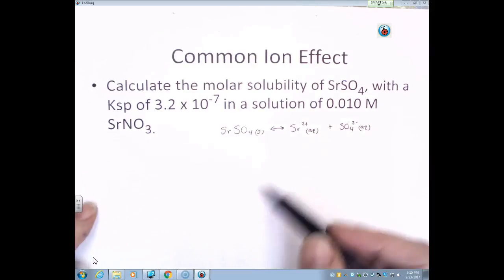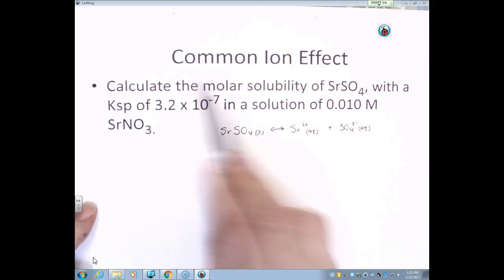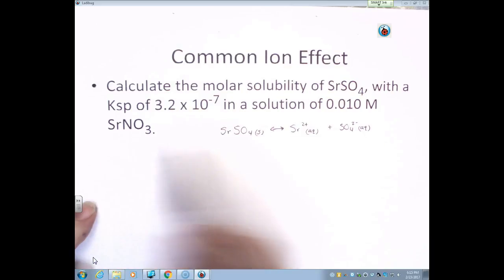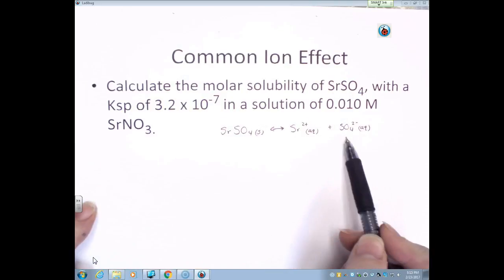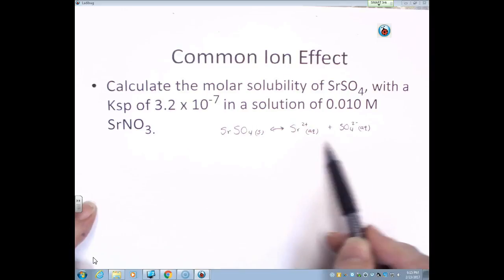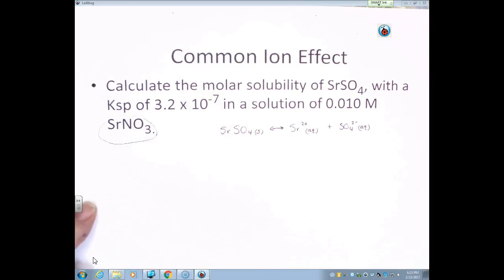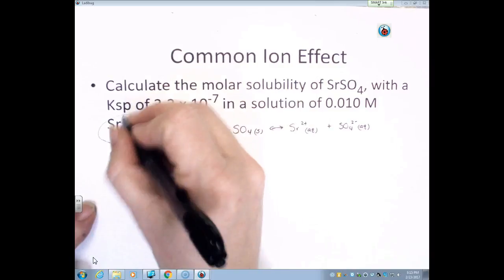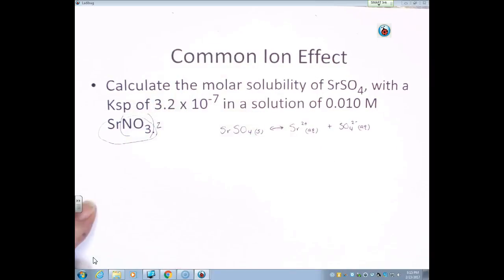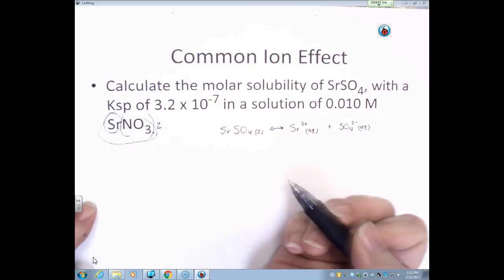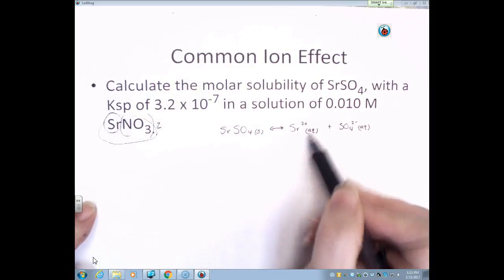This is a very similar problem dealing with that common ion effect, the same sort of problem, dealing with that strontium sulfate. So I went ahead and wrote out my equilibrium expression here. This time we have a different solution and a different common ion. In this case, this is written incorrectly. There should be a 2 there. In this case, the strontium ions are the ones that are going to be common to what I have here.